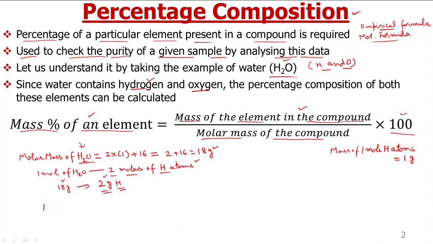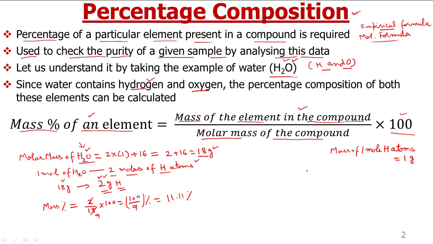Its mass percentage is given by the mass of the element in the compound, which is 2, divided by the molar mass of the compound of interest, water, which is 18. So 2 divided by 18 multiplied by 100, that is 900 divided by 9, so it is 11.111%, something like that.